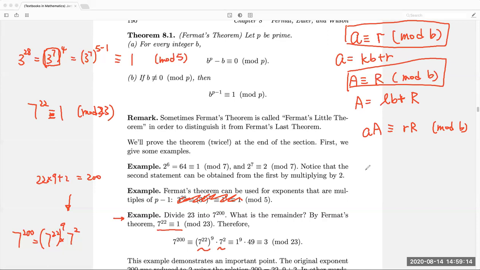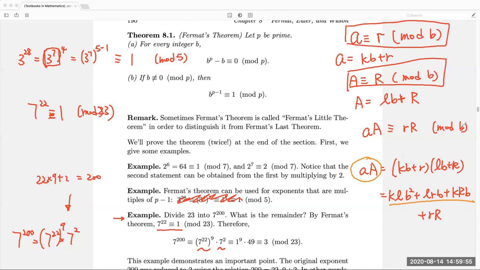So we just multiply small a and big A together, okay? You get one term KL times B squared, plus LRB plus KRB plus small r big R. I think you can see that these terms are a multiple of B, small b. That means if this number is divided by small b, then the remainder should be small r big R.